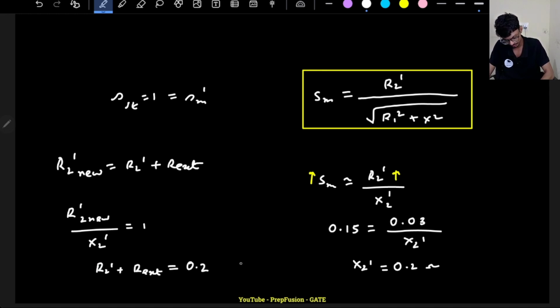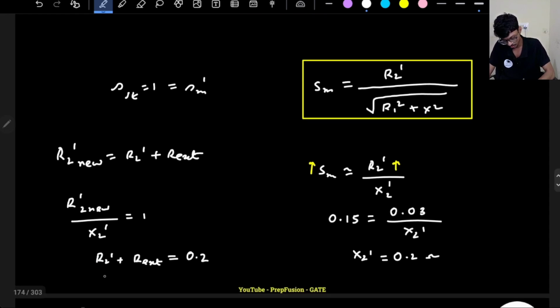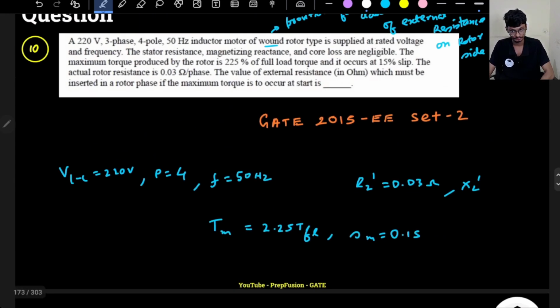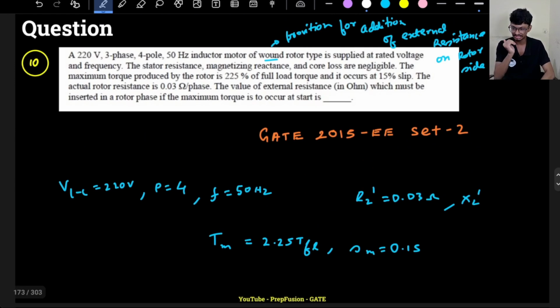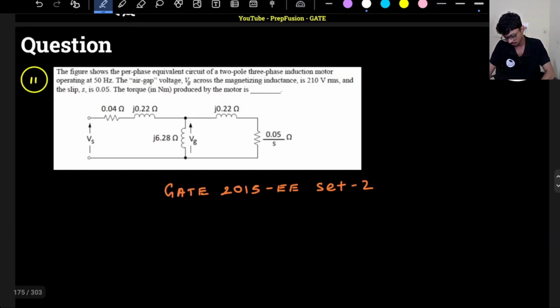R2 dash is how much? 0.03, right? R2 dash is 0.03. So R external will be 0.17. This will be the external resistance that I need to add to get the maximum torque at starting. If I want the maximum torque at starting, I need to add this much amount of resistance. Okay, let's now solve this.